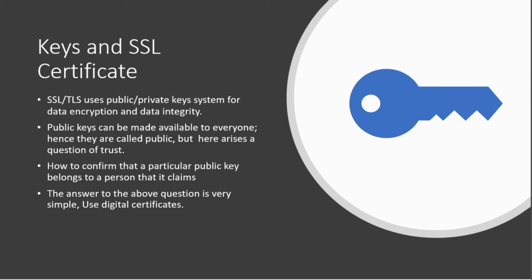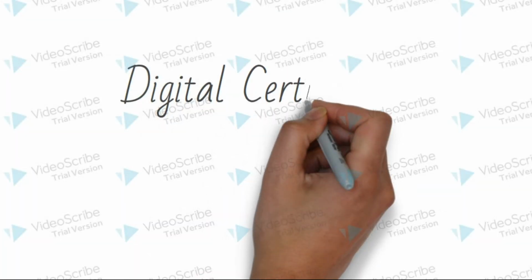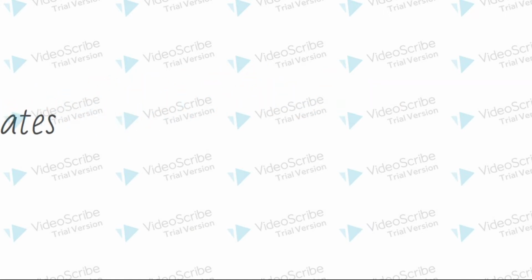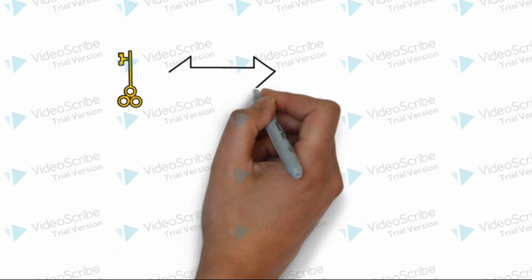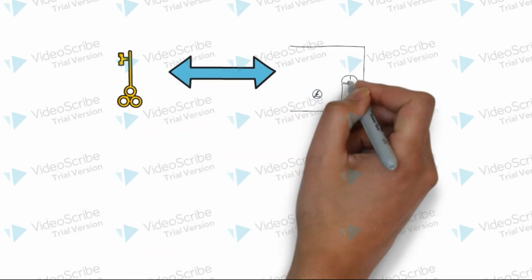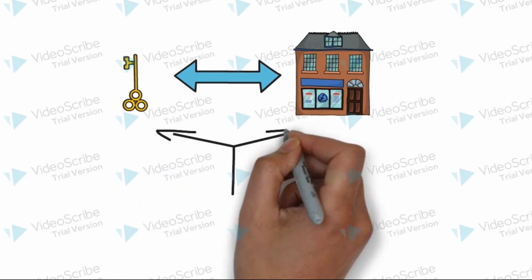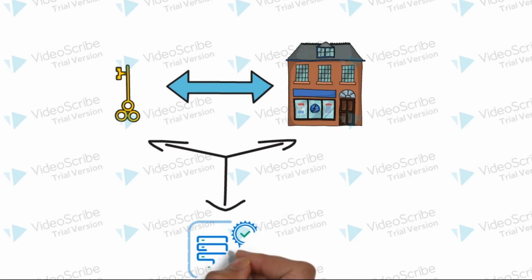So let us now try to understand digital certificates. To explain a certificate in brief, we can say a digital certificate provides a link between a public key and an entity. Here, by entity, we refer to a business, domain name, etc. And this is signed by a trusted third party known as a certificate authority, or CA. Now, how to obtain a certificate?